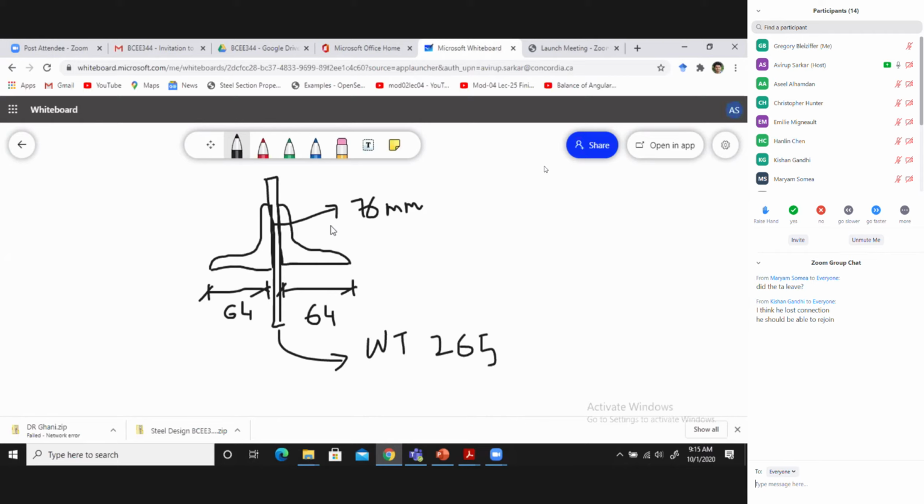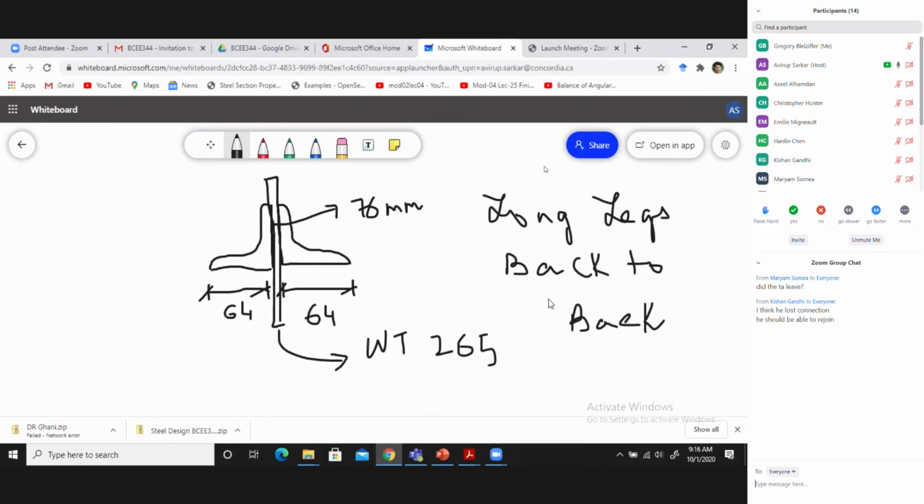So this is what I was explaining to you about. This type of connection where the two long sides are connected like this to the section is known as long legs back to back. I am assuming that all of you are learning steel design for the first time, so a few nomenclatures may be completely new to you. That's why I think it is better I explain these new terminologies to you.